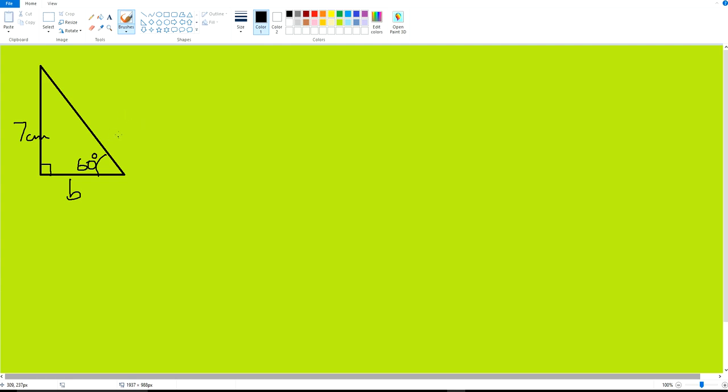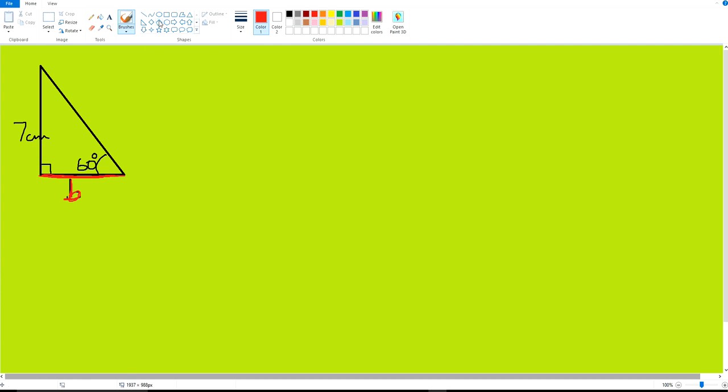In this next question, we have to work out the side labeled B. Let's make that stand out a bit more. B. So we've got to work out the bottom of this triangle. We're doing trigonometry, and we've got this angle here.